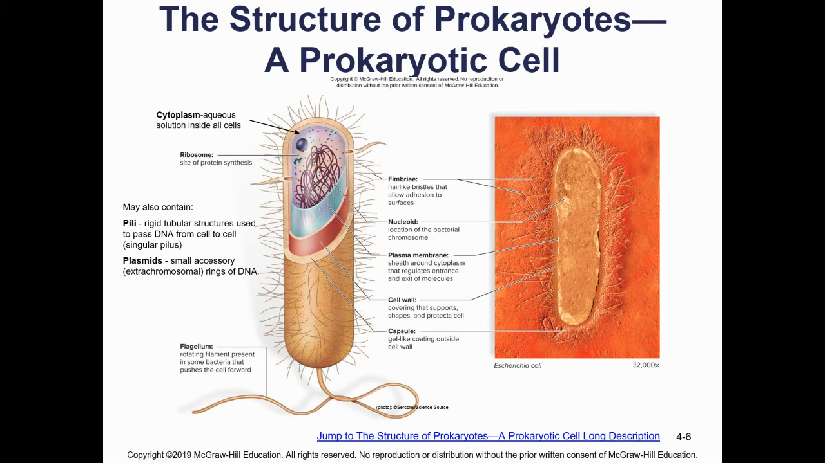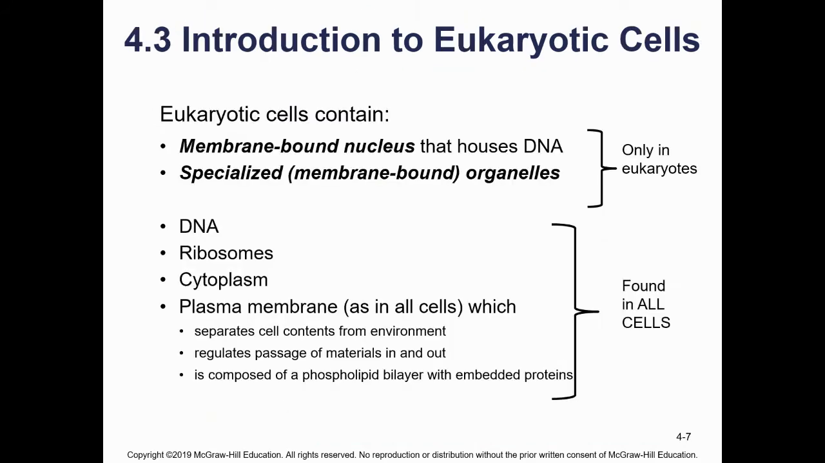So those are our prokaryote structures. That's pretty much all we need on our prokaryotes. So we'll move on to eukaryotes. So our eukaryotes, just like our prokaryotes, have DNA because all cells have DNA. They have ribosomes, cytoplasm, and a plasma membrane. So all cells have those.